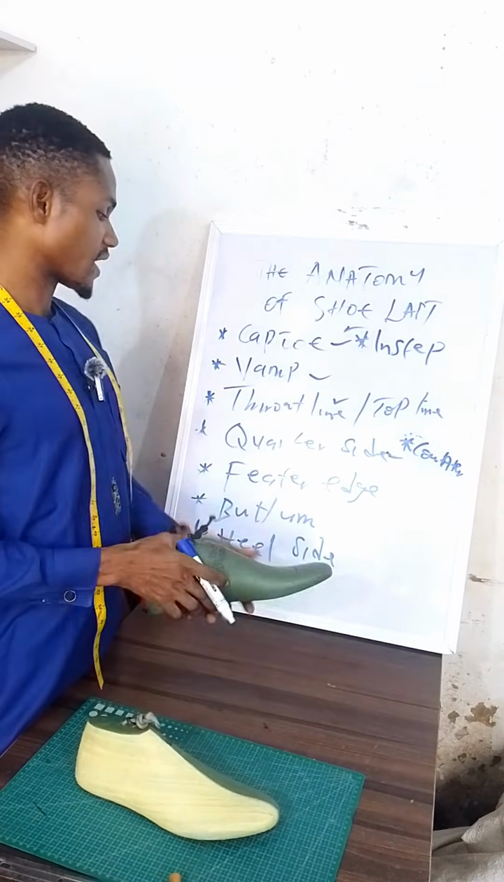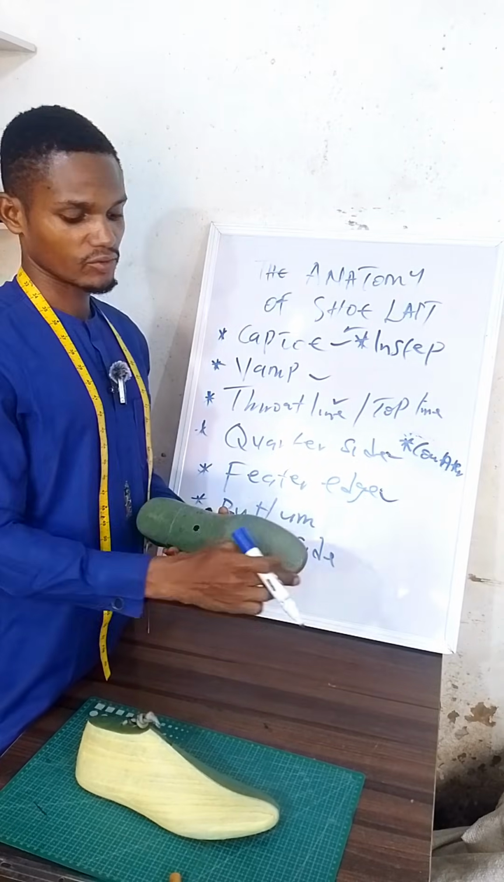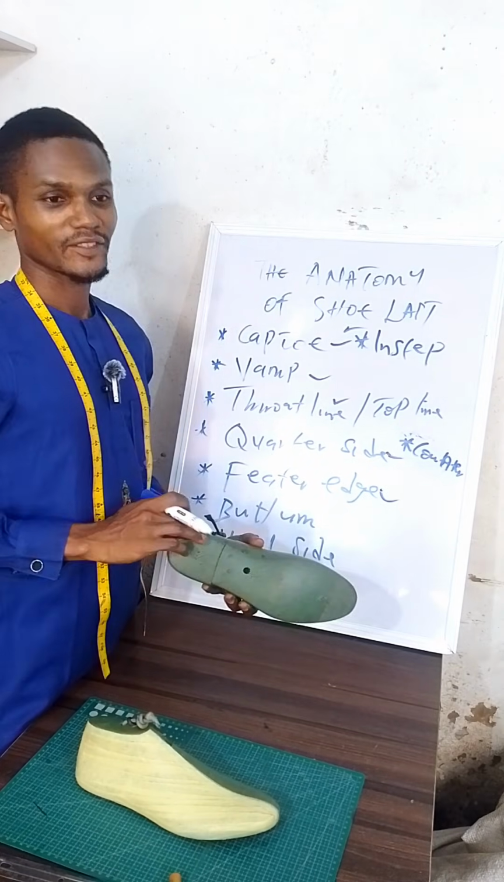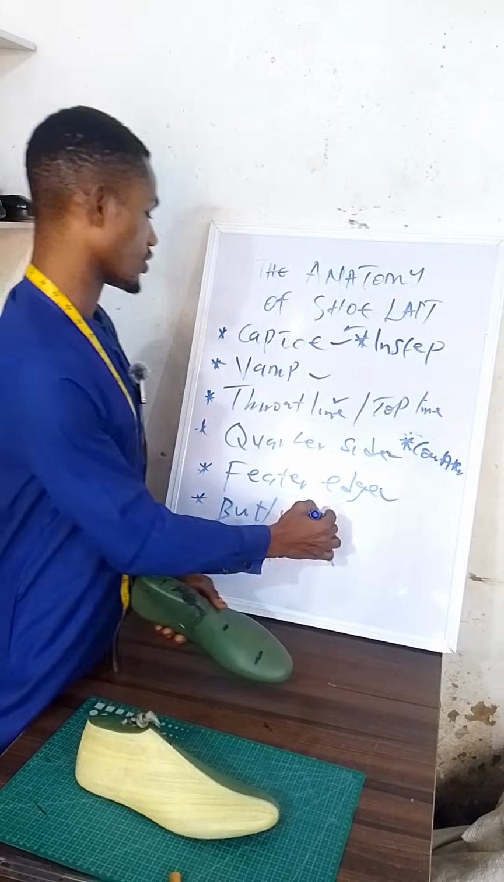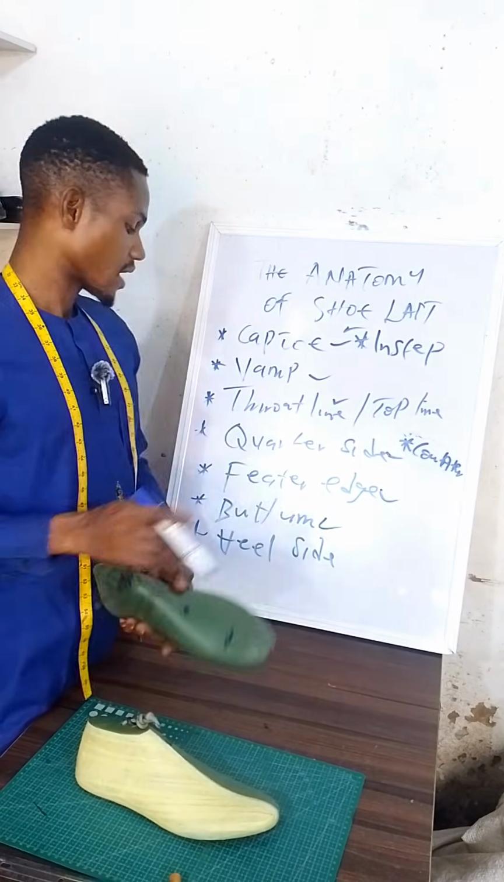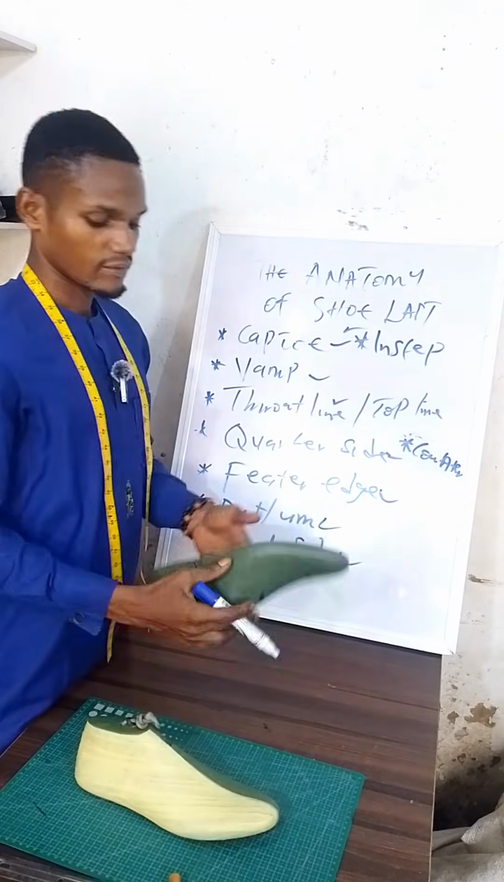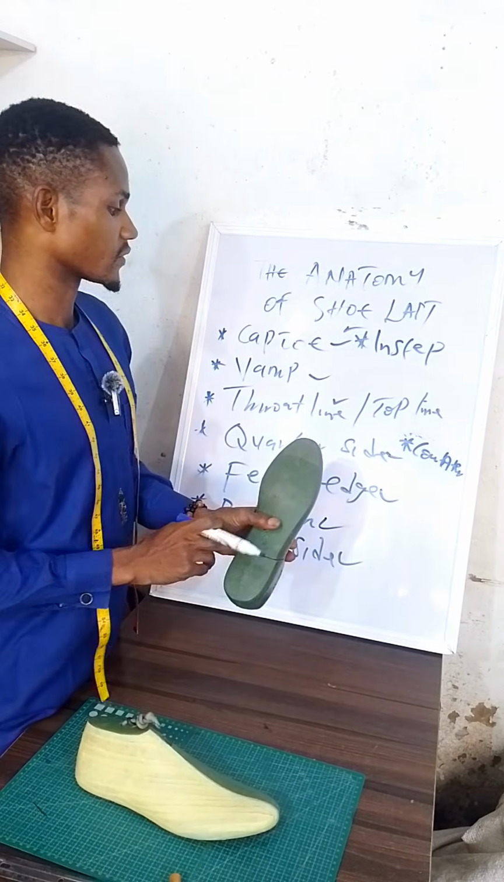And then the feather edge. This is what we call the feather edge. And then the bottom. This is the bottom of the lash. And then the inside, from here to here, is the inside of the lash. Which one have I not talked about?